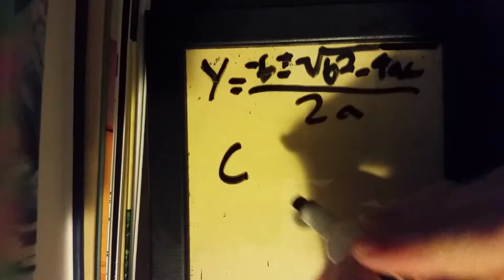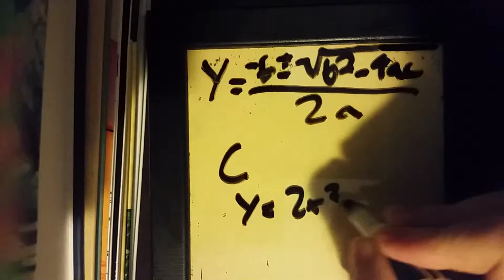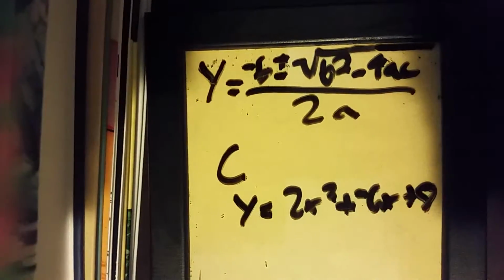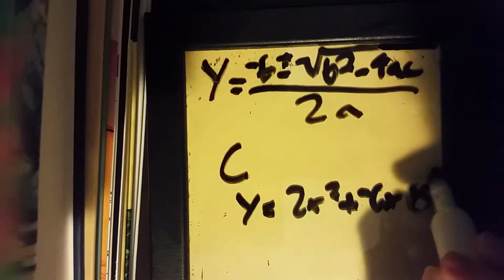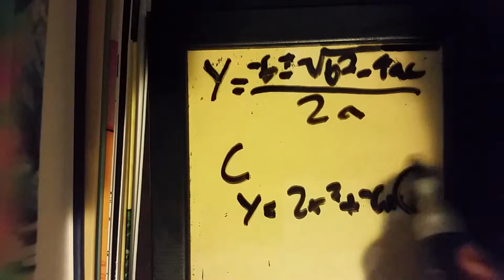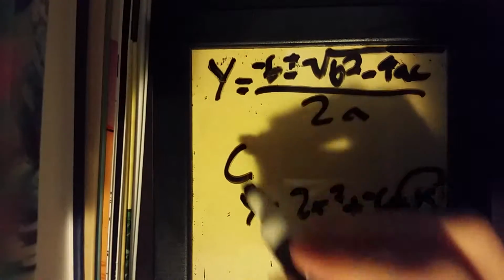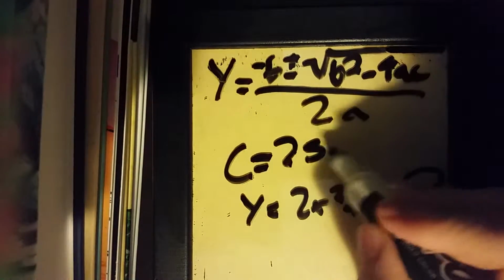C is here, let me write down the equation. Let's just make 2x squared plus negative 6x plus 8. Let's just do that for now. So let's say C is 8, because that's what it would be in this. Let me circle it better. There we go. So in this case, C would equal 2 solutions.